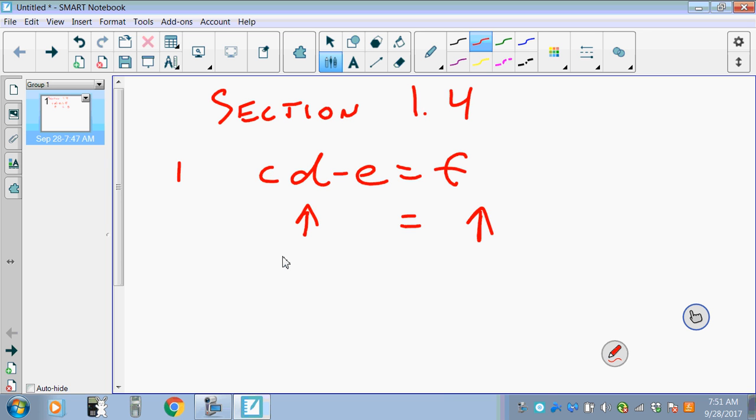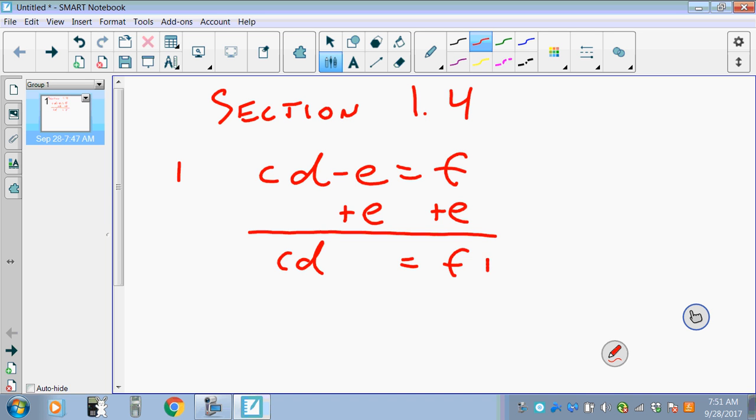Remember, it doesn't matter which side of the equal sign you go with, but in this case, it's pretty straightforward. We're going to move the E and the C over here. Try and do your addition elements first. We're going to add E to both sides. So CD equals F plus E. And now, since C and D are being multiplied, we're going to undo that with division. So we're going to divide by C.